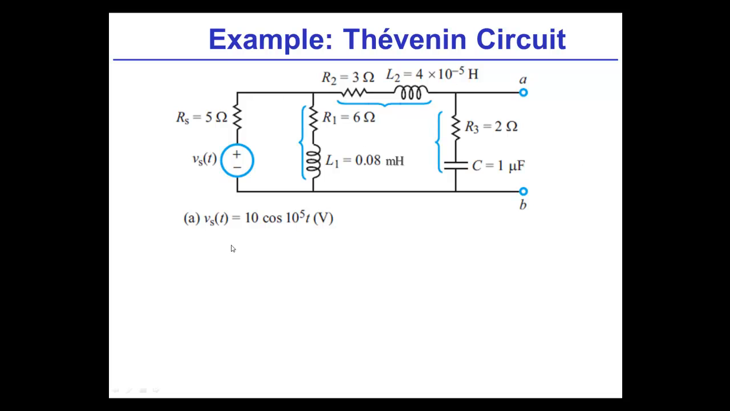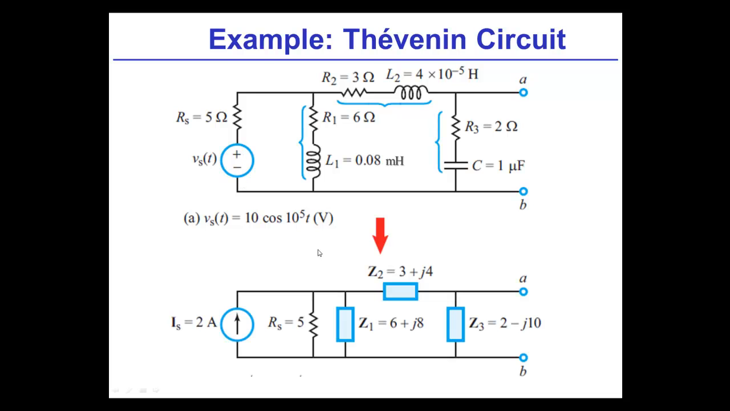So here's the circuit we're going to analyze, and I've specified the voltage source as 10 cosine 10 to the 5t. There's no phase shift to this voltage source, so the phasor equivalent when we transform it is just 10. So it's a 10 volt source.